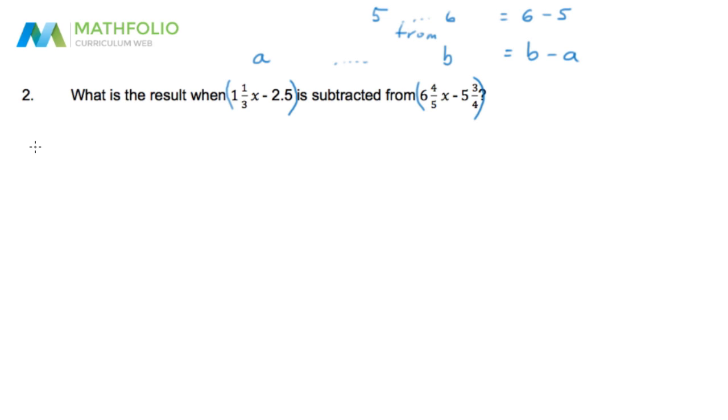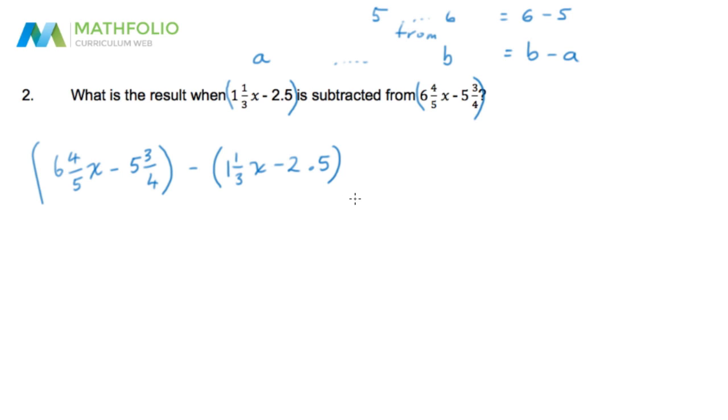So it becomes 6 4/5 x minus 5 3/4, and I'm being very careful to copy this down correctly, minus, now we go back to our 1 1/3 x minus 2.5. And also I'm noticing we got decimals, 2.5, and we've got fractions as well. So that's going to be interesting a little later.